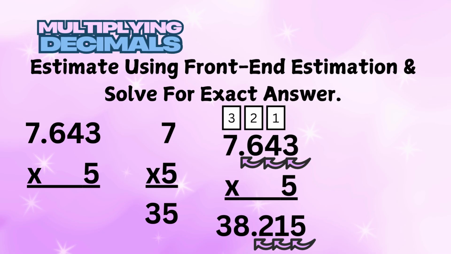In the question, it went in 3 decimal places, so I need to make sure I add in the decimal, 3 decimal places from the right. My total product was 38.215. Comparing that to my estimate, I know I have a reasonable answer.